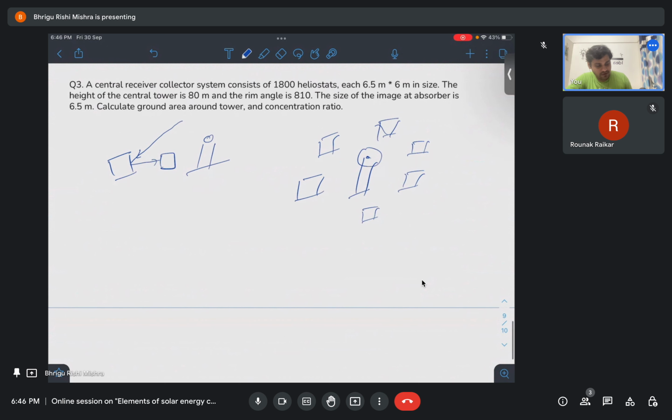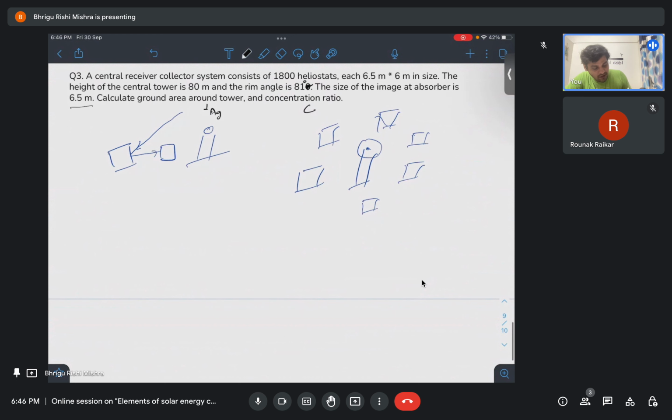Okay, so here let's come to the question. The question is: a central receiver collector system consists of 1800 heliostats, each 6.5 meter into 6.5 meter in size. The height of the central tower is 80 meter and the rim angle is 81, sorry, it is 81 degree, not 810. The size of the image at the absorber is 6.5 meter. Calculate the ground area around the tower, that means calculate AG, and the concentration ratio, that means C.